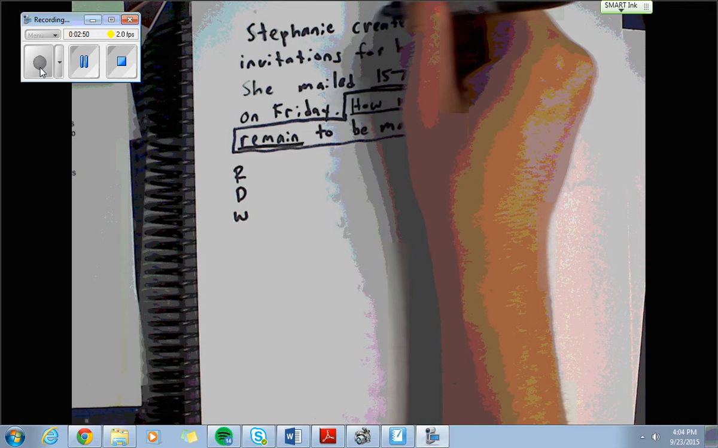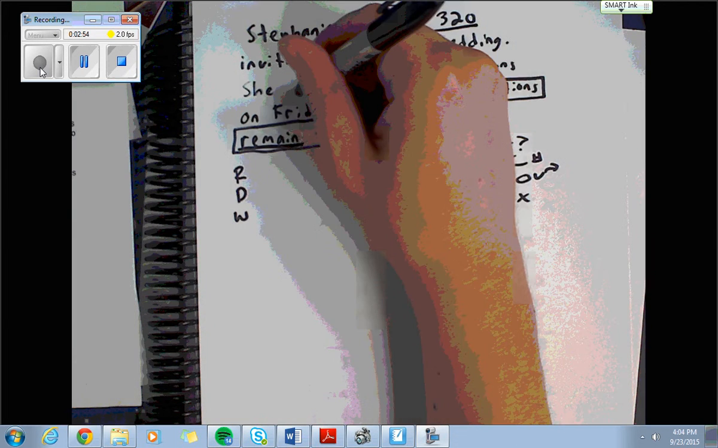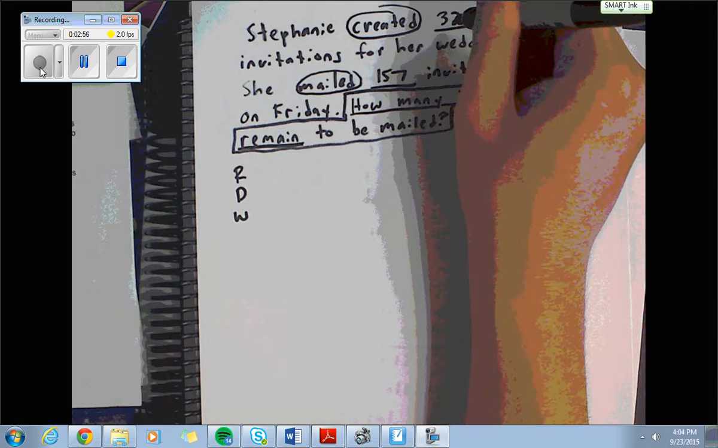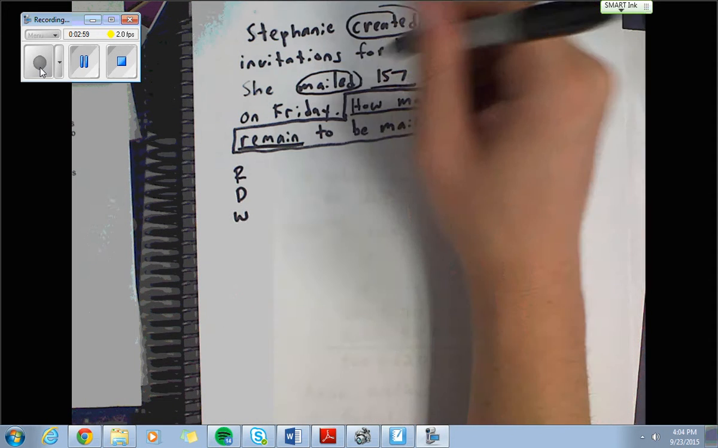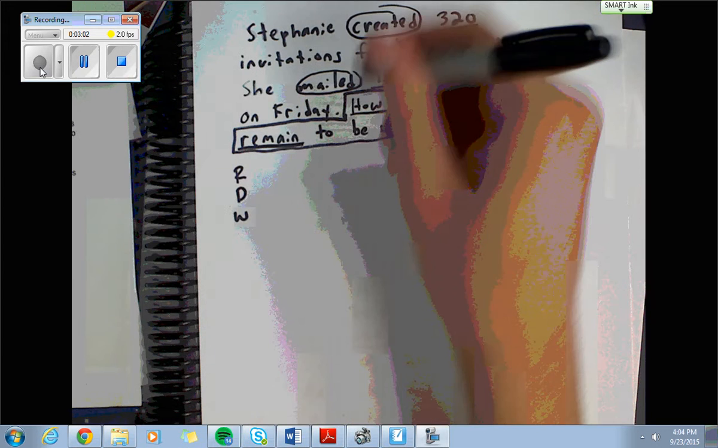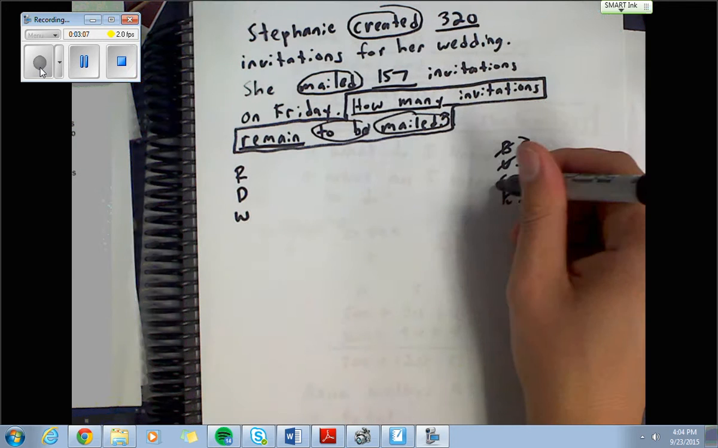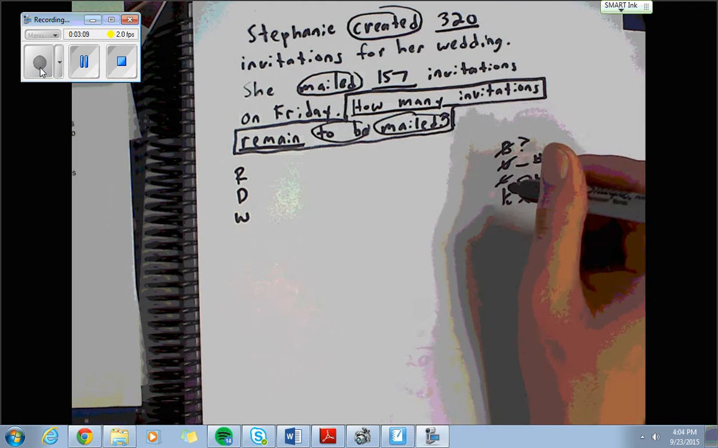So she created, that's what she did, and then she mailed some of those invitations out. She created a bunch of them, she had 320 of them, then she mailed off 157. How many invitations remain to be? To be is a verb, and then mailed. Cross off the C.